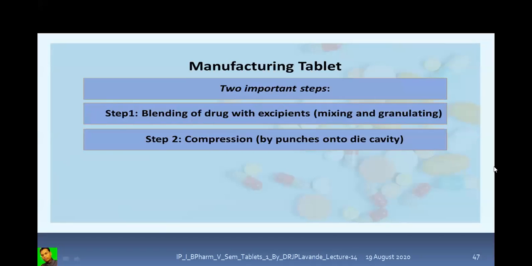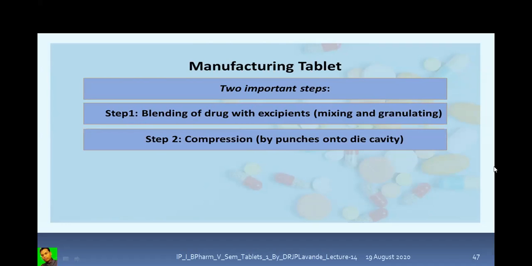After going through the excipients, the next is the manufacturing of the tablet. The tablet can be manufactured through two different steps, step 1 and step 2. Step 1 is the blending of the drug with the excipients. Blending is the mixing of the active drug with the excipients we just saw, and preparing the granules through the process called granulation.